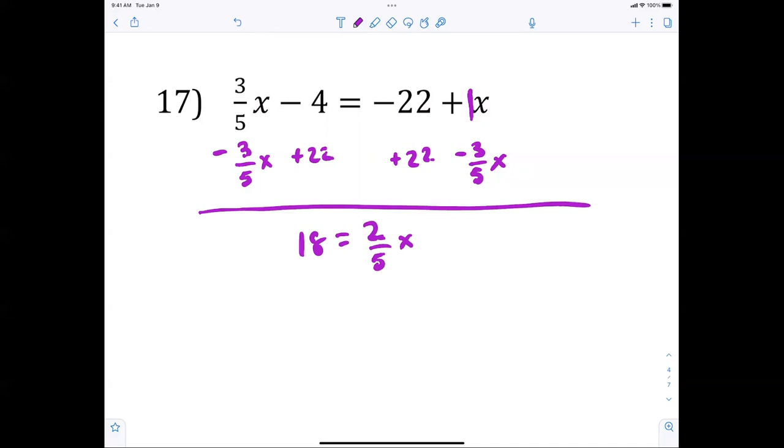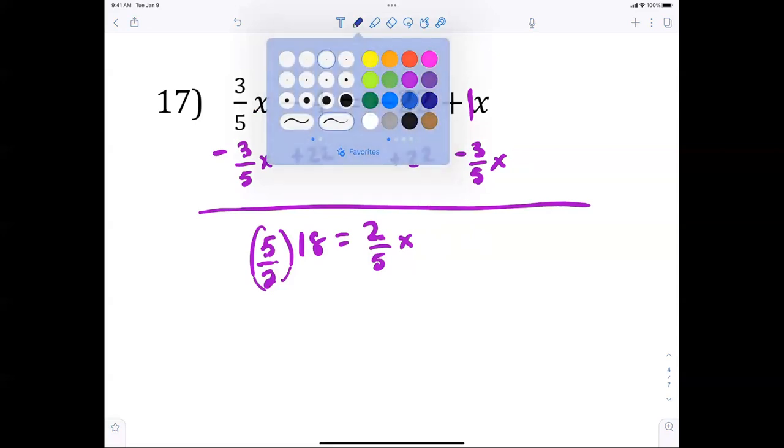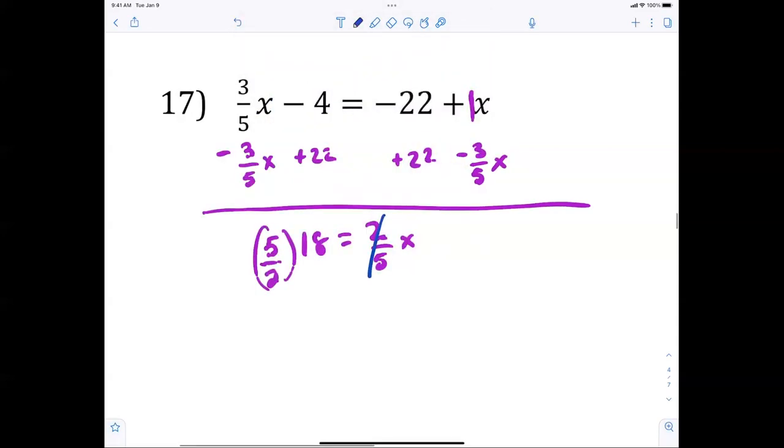Everybody good with that? All right, now how do I solve this? Which is 5 over 2. So the answer is x equals 45. X equals 45. Perfect. That was a good one. All right. Continuing down the page.